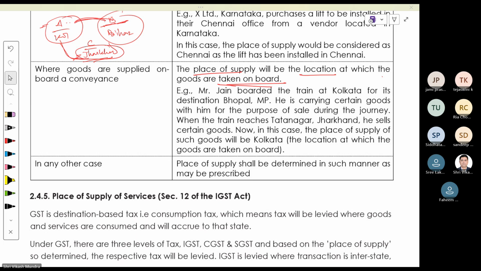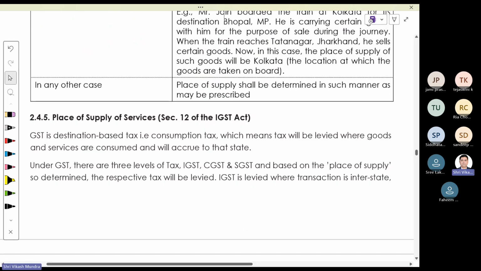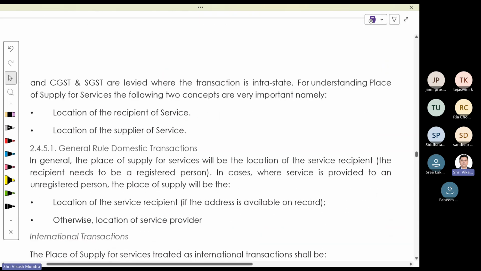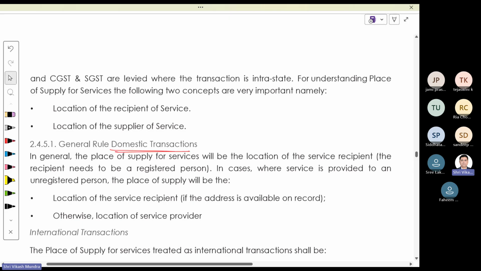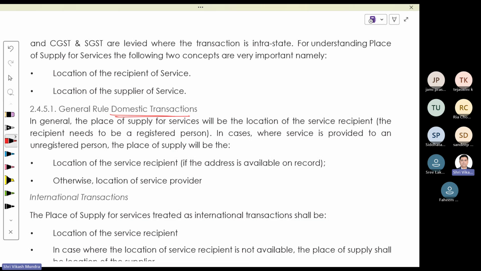Yes, sir. Clear, sir. Now we come to place of supply of services. In case of a domestic transaction, the place of supply in case of services would be considered as the location of the service recipient, if the address of the service recipient is available in the record of the supplier. If it is not available in the record of the supplier, then it will be considered as the location of the service provider. If it is given to a registered person, then the place of the registered person would be considered as the place of supply.